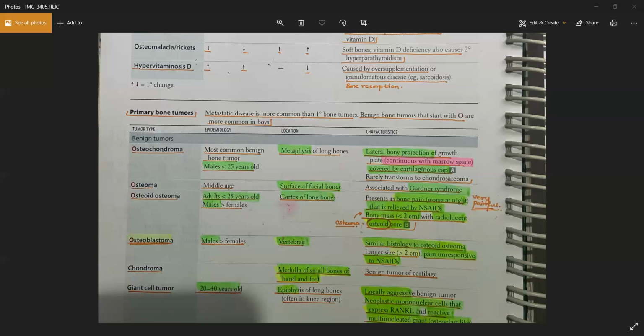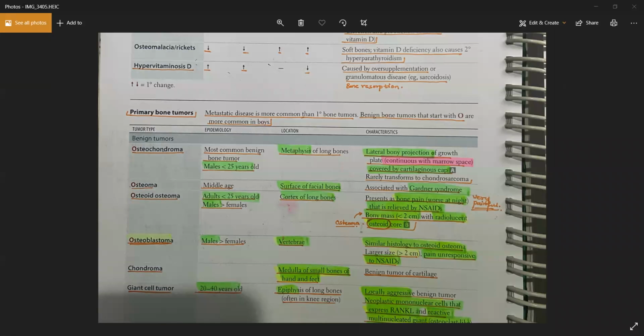Then comes the small bones of the hands and the feet, and they generally have the chondroma, which is a cartilaginous tumor, and it originates from the medulla of the small bones of the hands and the feet, and it is a benign tumor of the cartilage. Then comes the pelvis. On the pelvis, you have the chondrosarcoma.